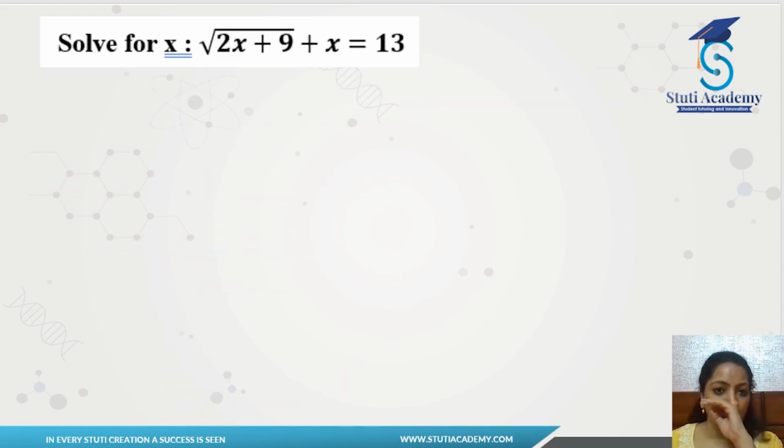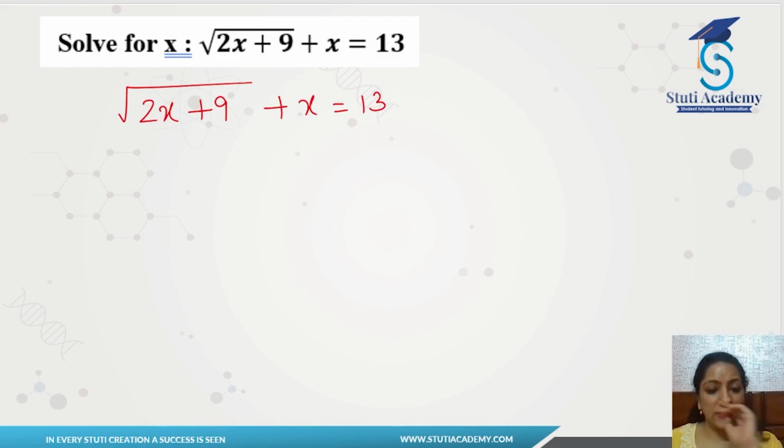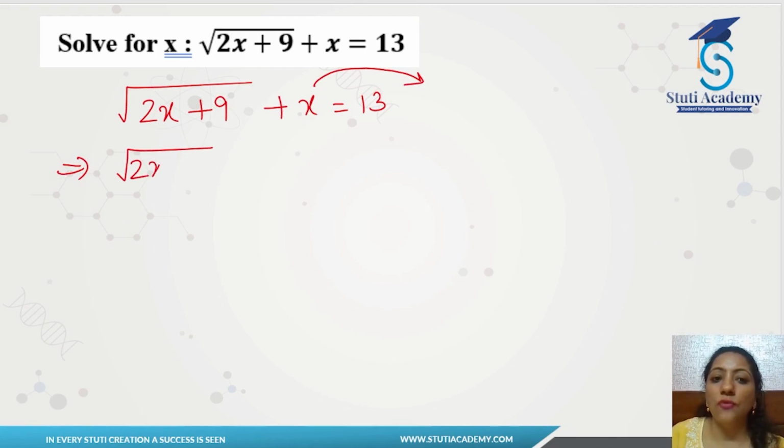Now coming to the next one. So this one is quite different. Here we have square root of 2x plus 9 plus x is equal to 13. Now in such questions, we keep the square root term on one of the sides and all other terms on the other side. So here we can take this x on the right hand side. This will become minus x. So we'll get here square root of 2x plus 9 is equal to 13 minus x.